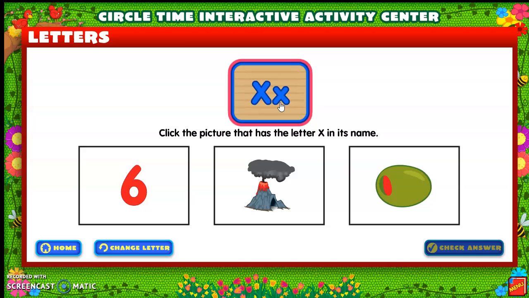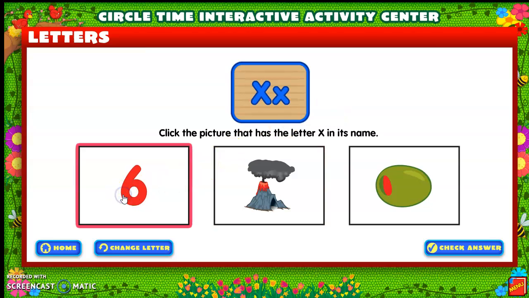And this week, one of our art projects is to make a xylophone, which starts with the letter X. So if you watch the video of my art projects, you'll see our xylophone art project. So let's take a look at these pictures.